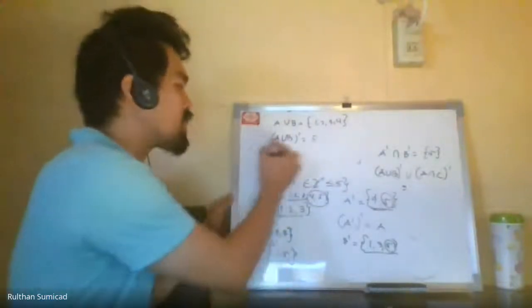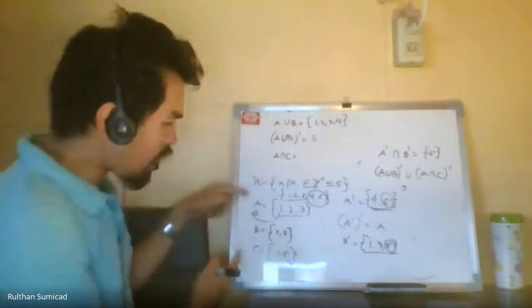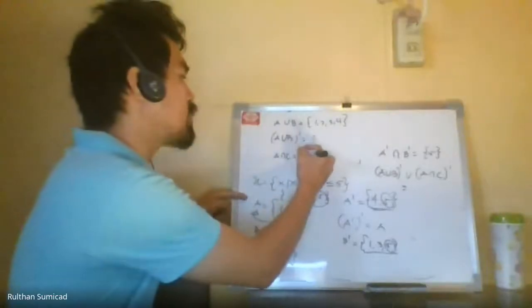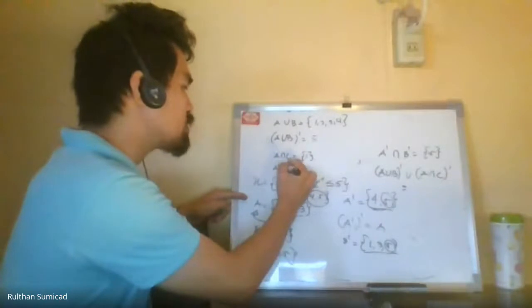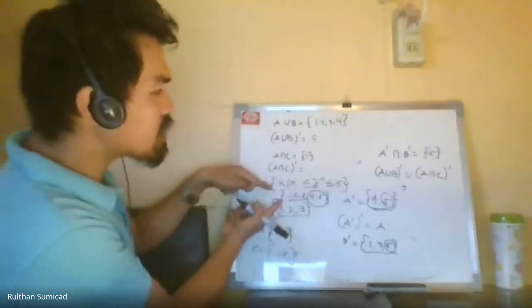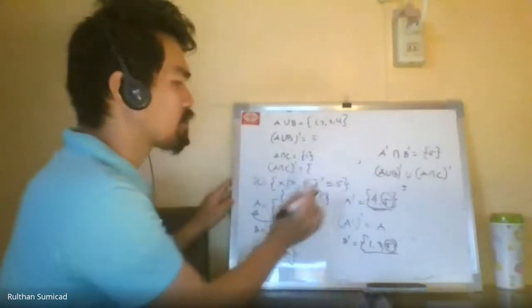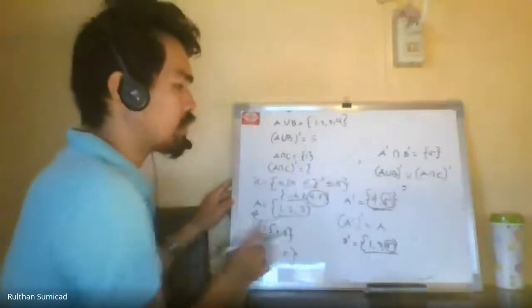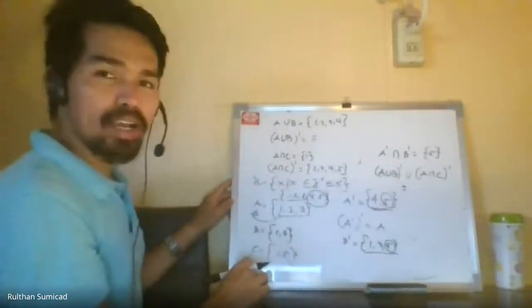Let's have A intersection C. What are the elements of A intersection C? A and C, what's the common? 1. Okay, the common element is 1, a singleton. Now let's have A intersection C complement. So what are the elements found in the universe aside from 1? We have 2, 3, 4, and 5, correct?